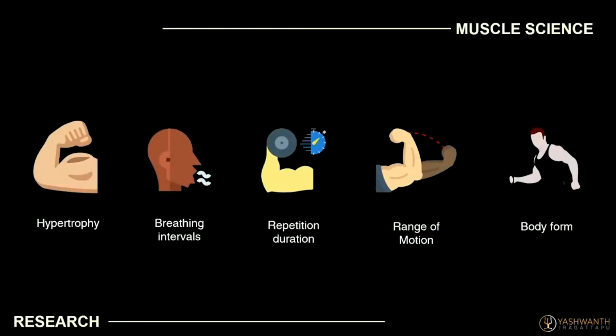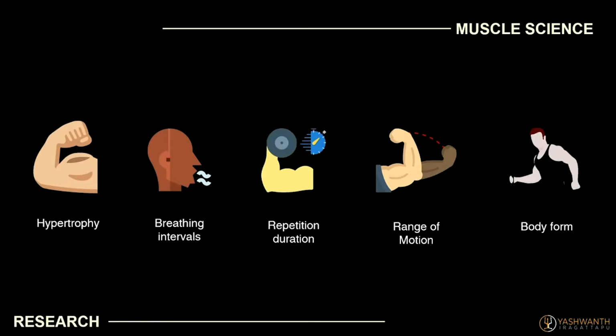Now I'll take you through the process of how this was achieved. Since I'm creating an intervention for muscle workouts, it is important to know the science behind what makes an effective workout. There are many subtle things which people often miss while performing exercises. Research says that hypertrophy, breathing intervals, repetition duration, range of motion, progressive overload, and body form are some of the important aspects to consider while doing strength training for muscle growth.